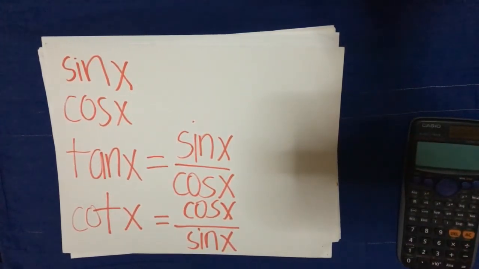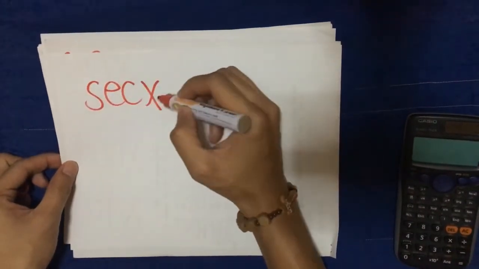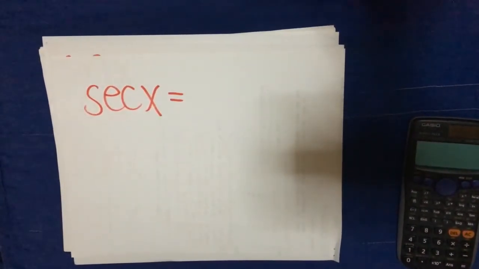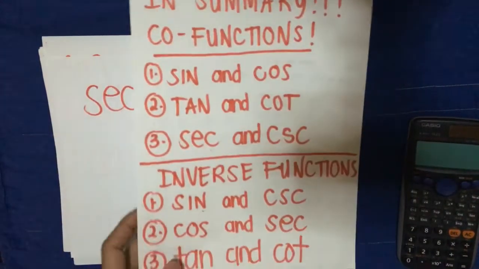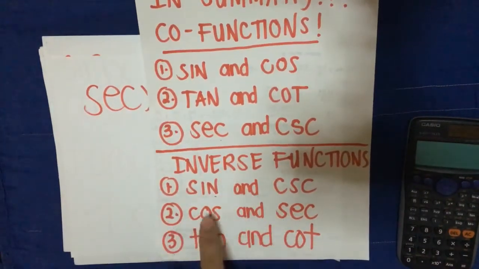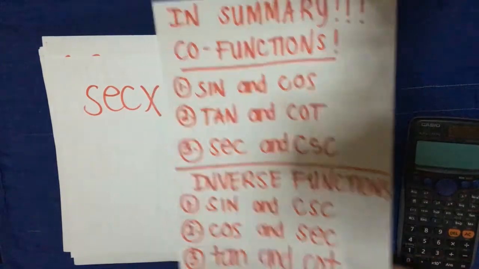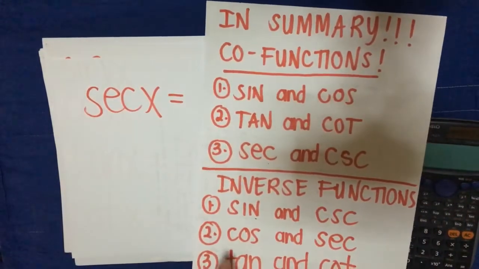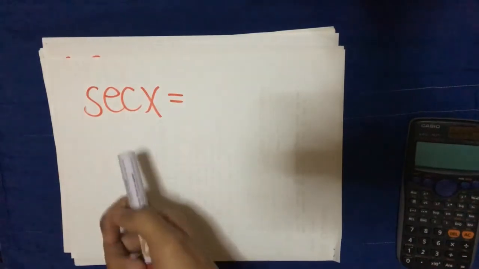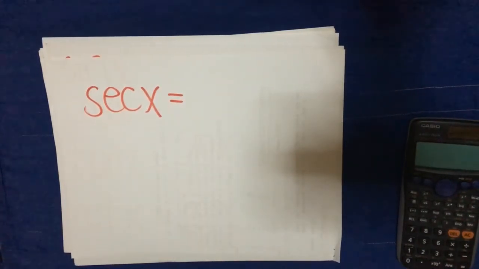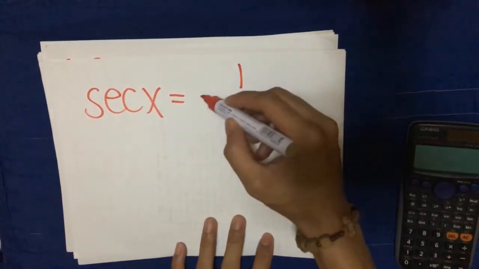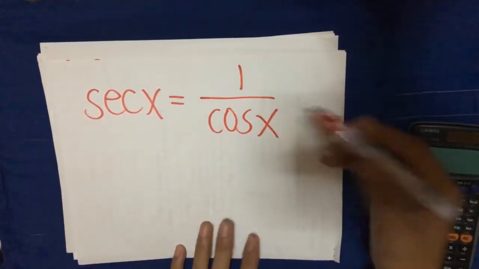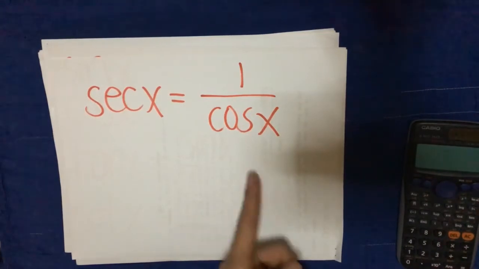Okay? So second one is, how about for the secant and cosecant? For secant x, how am I going to express this one as a function of cosine or sine? We all know earlier that secant is the inverse of cosine and vice versa. So we can express this one as a function of cosine. Since secant is the inverse of cosine, secant is equivalent to 1 over cosine x.